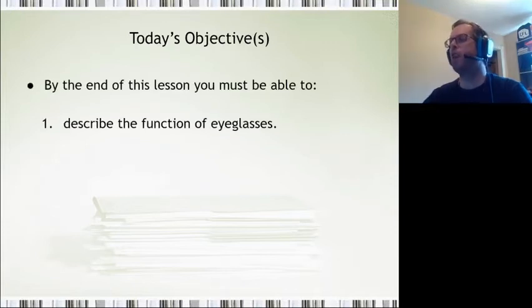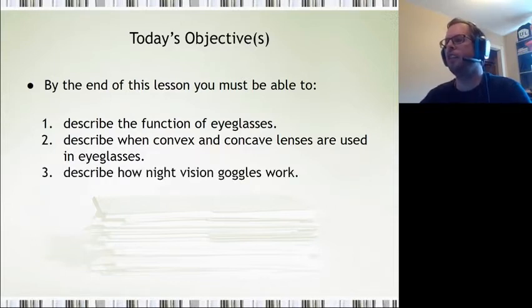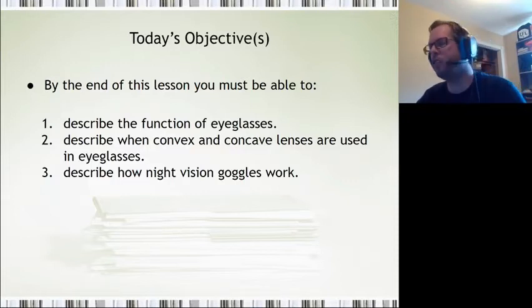You must be able to describe the function of eyeglasses. Okay, so we know it's to correct vision, but what kind of vision defects could we possibly have, or do humans have in general? And then how do we actually do this? What kind of lenses do we use? So that leads into number 2. Describe when we use convex and when we use concave lenses. Okay, there's specific situations when we'll use them. And then lastly, we'll describe how night vision goggles work to enhance human vision.